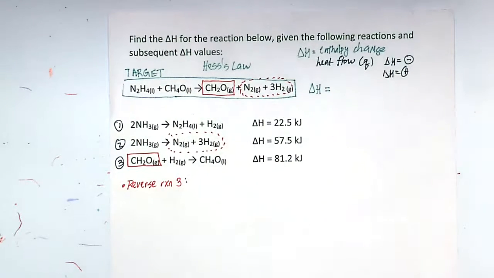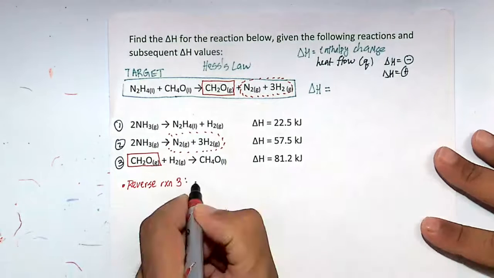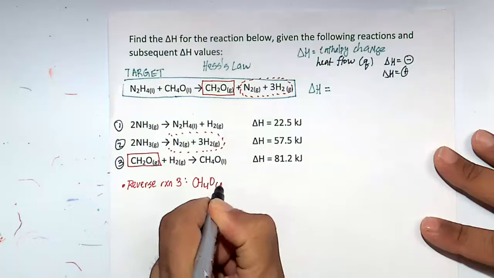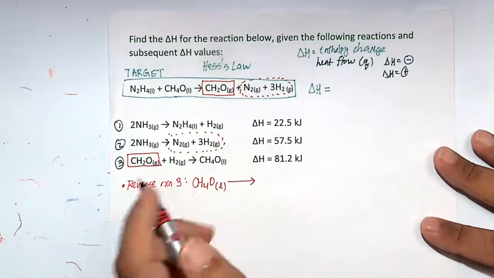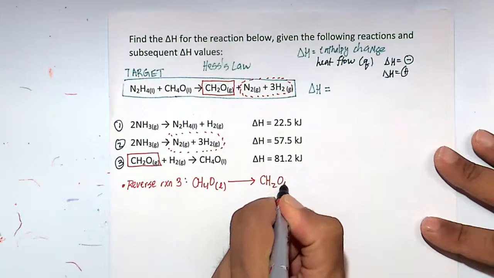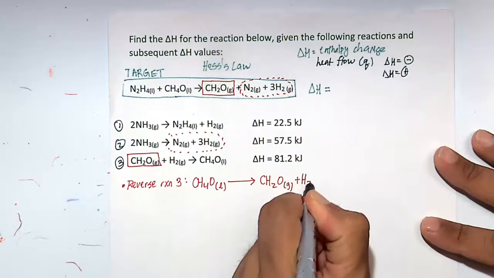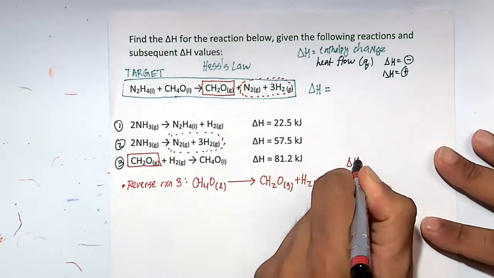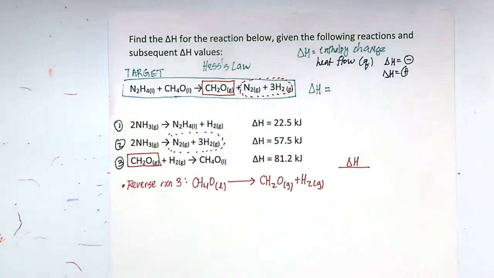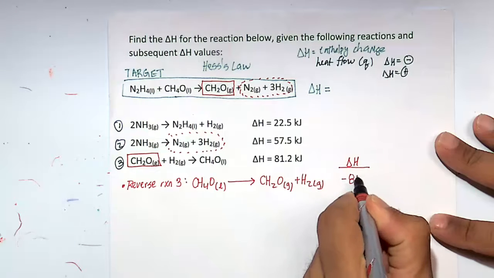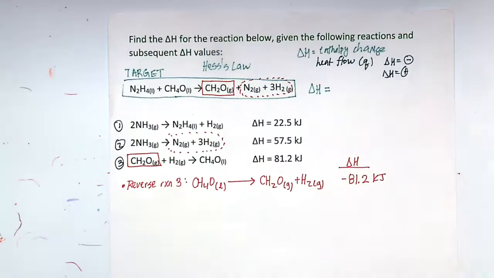I'm going to flip reaction 3. When we flip reaction 3, what were the products now become the reactants, and what were the reactants now become the products. So let's write this down flipped. CH4 liquid is going to go to CH2O gas plus H2 gas. The thing is, after you flip a reaction, the delta H also flips. Here, it flips from positive to negative.